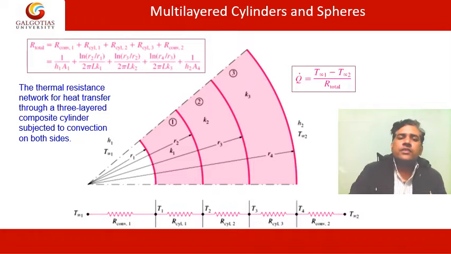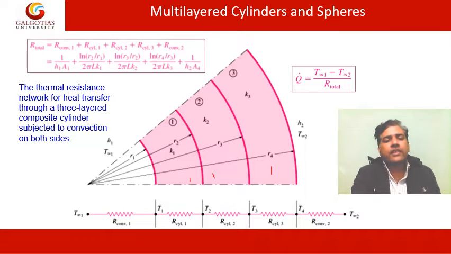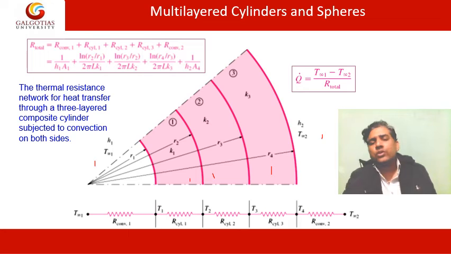Now let us consider this multi-layer cylinder and sphere. If there are multiple types of layers, then how will we calculate? For example, in the cylindrical case, if there are many layers, this is layer 1, this is layer 2, this is layer 3. All these three layers are metallic, and inside the heat transfer is due to convection, and outside again the heat transfer is due to convection.